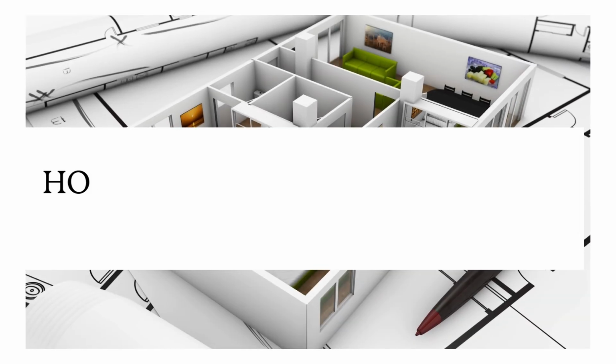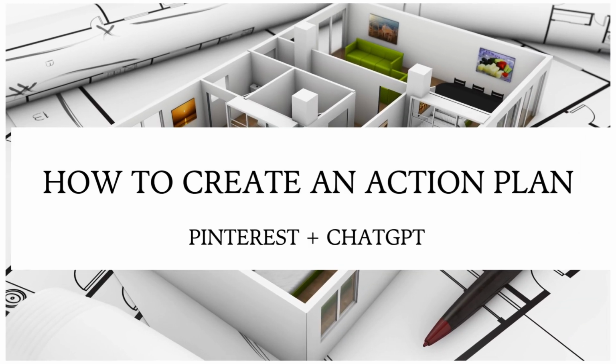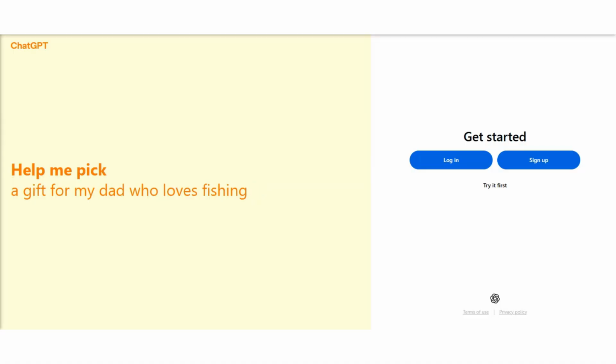And last but not least, let's talk about how to create an actual plan to execute your design. Once you have all of your inspiration, you need a step-by-step plan. Now, some people will go to an interior designer for this service or an e-designer, but frankly, you don't need to do that with some of the AI tools that are out now. Now, I'm going to show you how to create an action plan with ChatGPT.